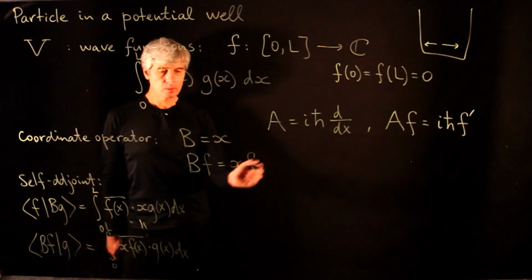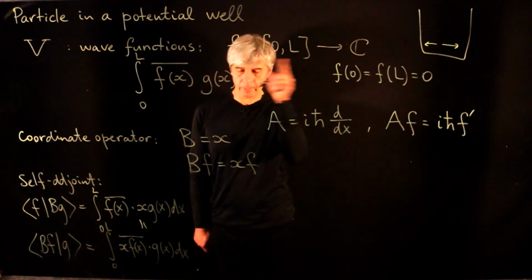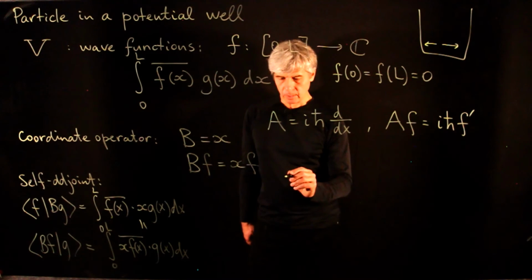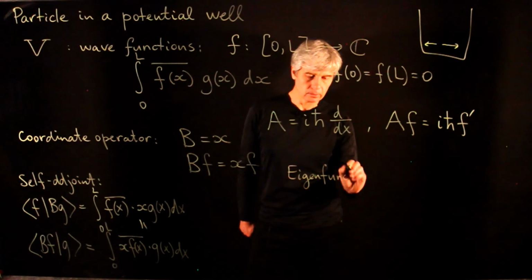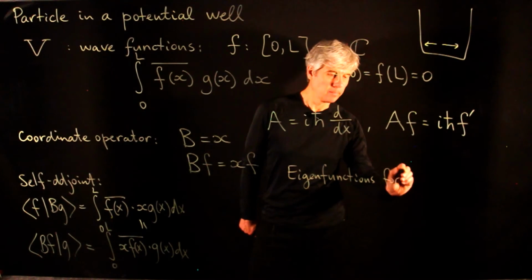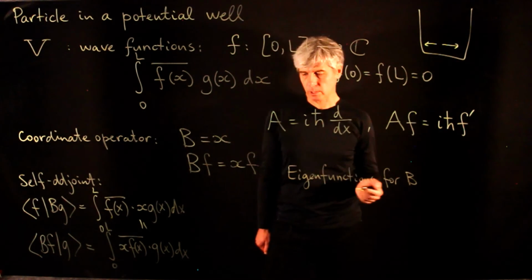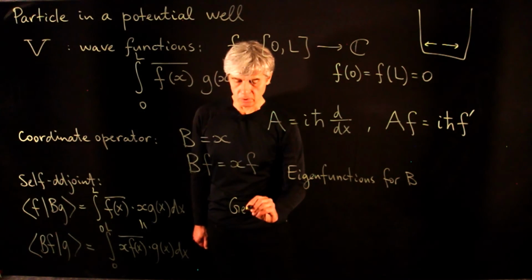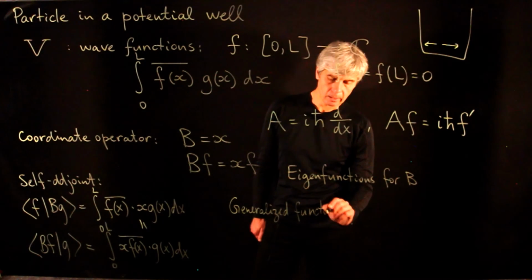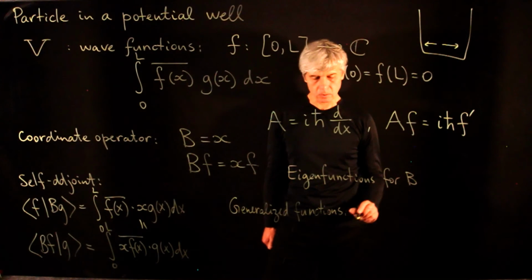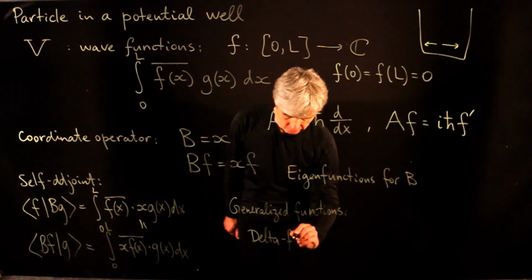So this becomes the coordinate operator on the space of these wave functions. And so the eigenfunctions for B are not actual functions, but what are called generalized functions, also invented by physicists. These are what are called delta functions.